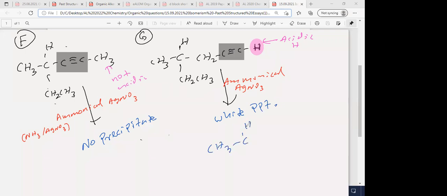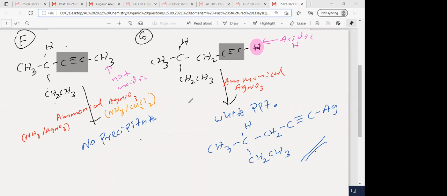What is the structure of this white precipitate? CH3CH2CH2C triple bond CAg. This is the white precipitate formed. Is that clear? Pramodi has given cuprous chloride. That is also correct, Pramodi. If you add ammoniacal cuprous chloride, that is also accepted instead of this. You can put ammonia and CuCl or Cu2Cl2. That is also accepted, and you get the same scenario again.